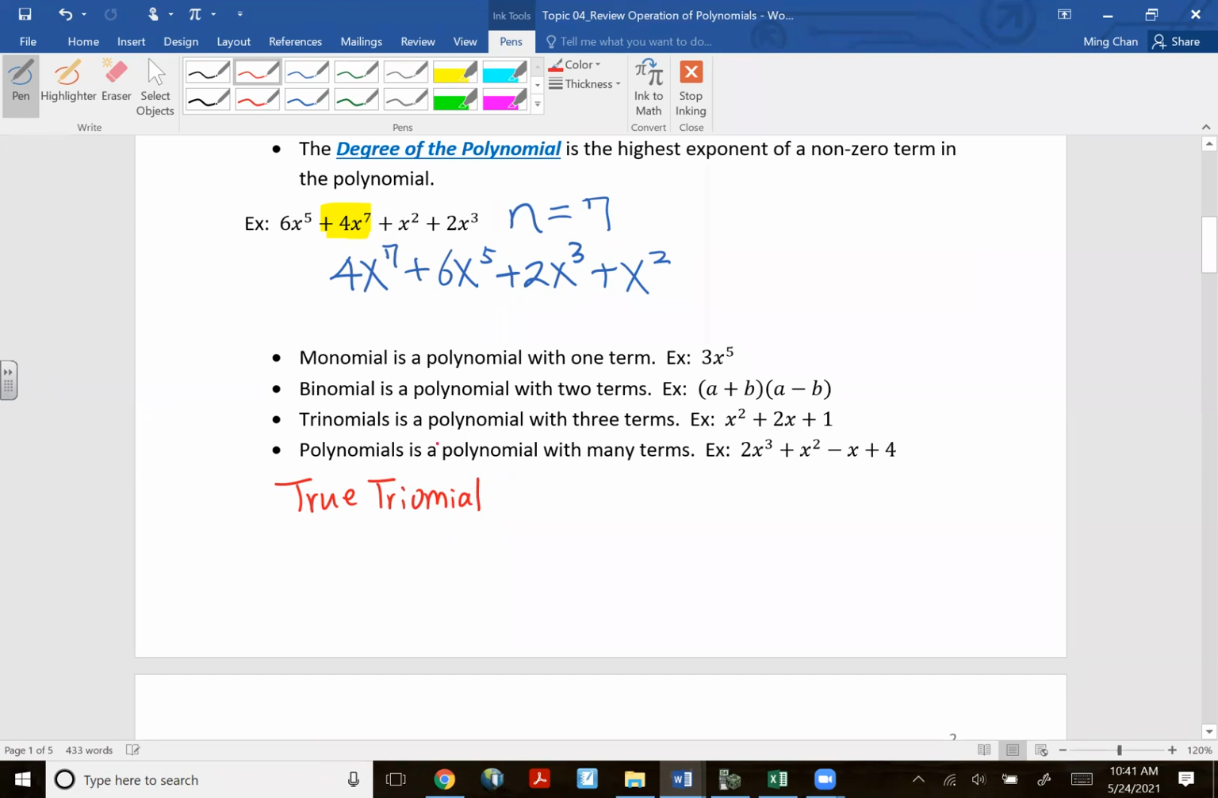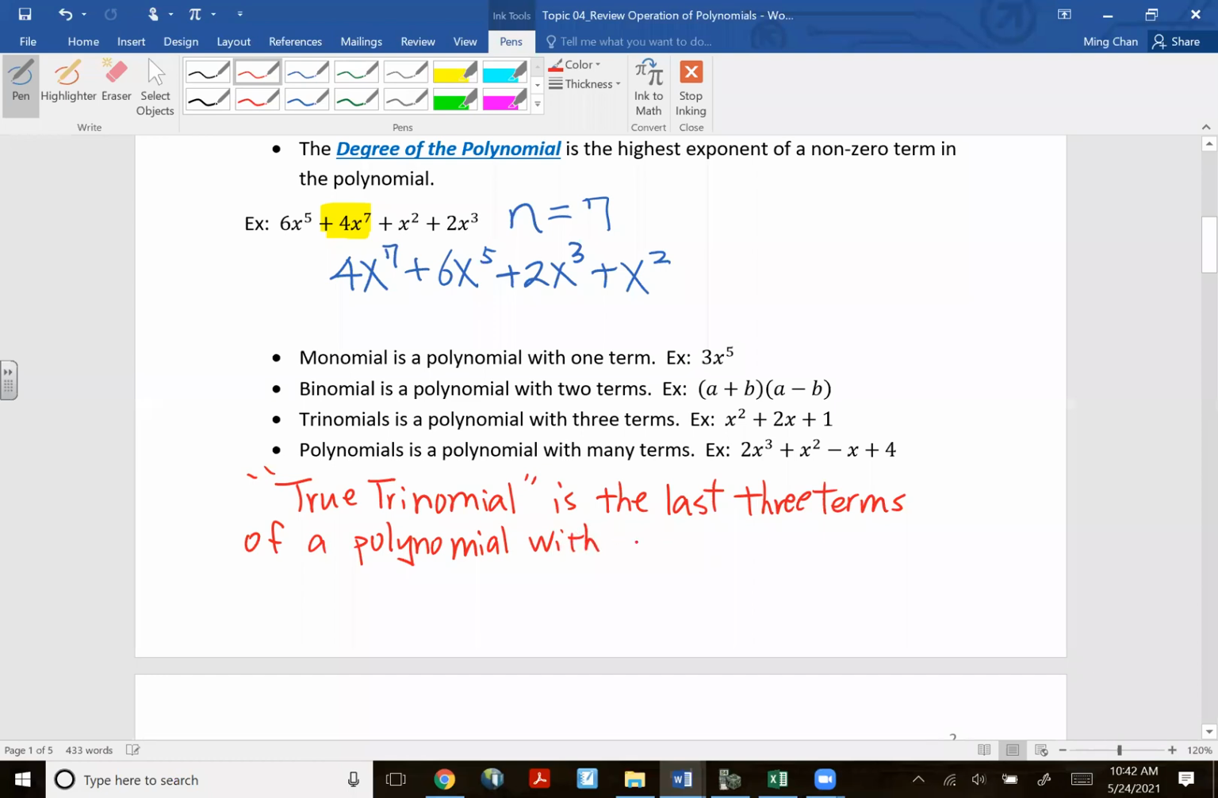A true trinomial, oh Lord, spelled it wrong, is referring to the last three terms of a polynomial with exponents 2, 1, 0 power. You cannot just have any three terms and call them a trinomial. Okay, this wording trinomial is used for a very specific type of problem.